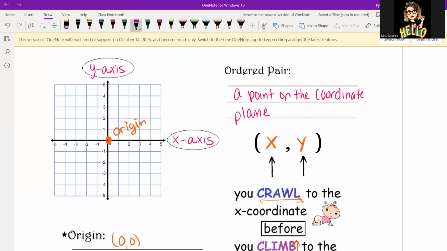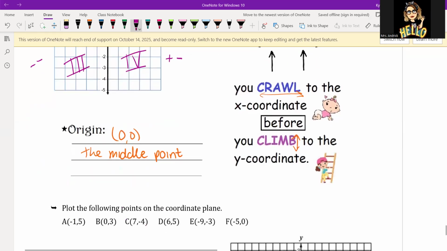Okay, and some reminders that this is quadrant 1, quadrant 2, quadrant 3, and quadrant 4. And this one's plus plus, this is minus plus, this one's minus minus, and this one's plus minus. Okay, so just some reminders there.